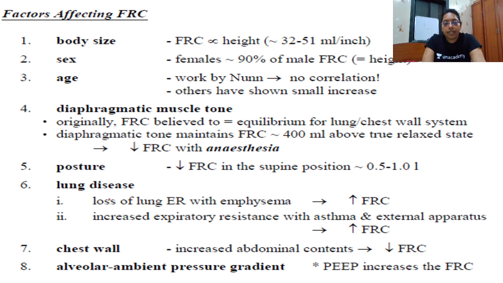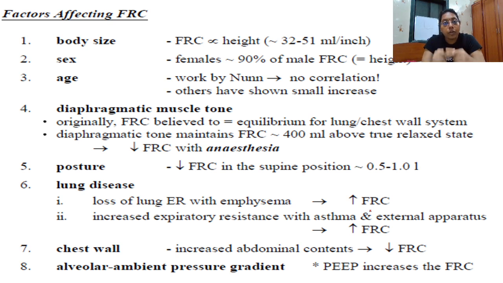In certain lung diseases, for example, in obstructive lung disease especially, loss of the lung elastic recoil with emphysema will increase the functional residual capacity. Here what happens is there's a destruction of the alveoli and the bronchioles, so they tend to lose their capacity of the recoil. Hence the capacity to hold on more air is increased in obstructive lung diseases.